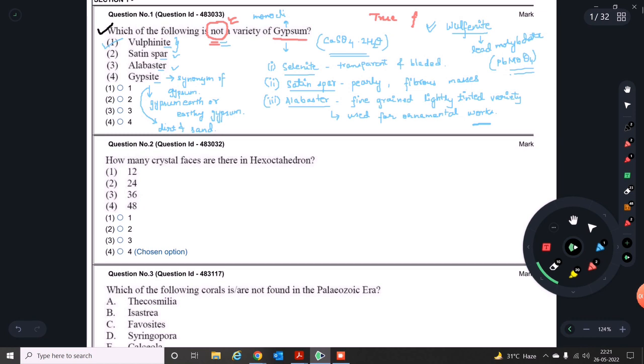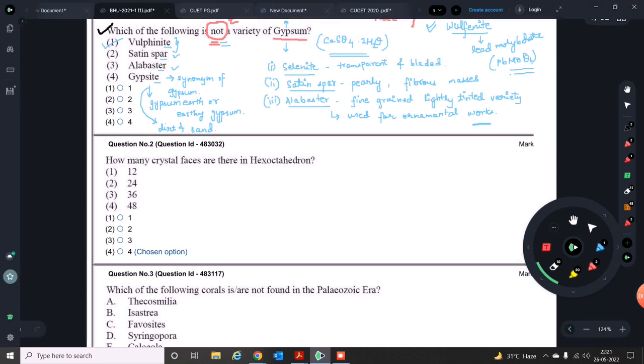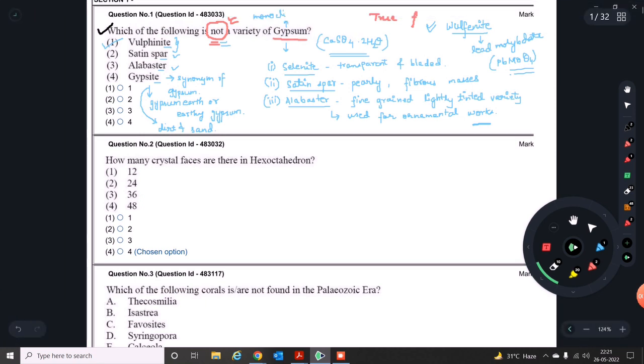So whenever you find, while solving papers, any question on minerals, or fossils, I will mention a website here. Always use this website. That is MINDAT.org. So always visit this website. You will get the complete details for the mineral, for any kind of fossil.